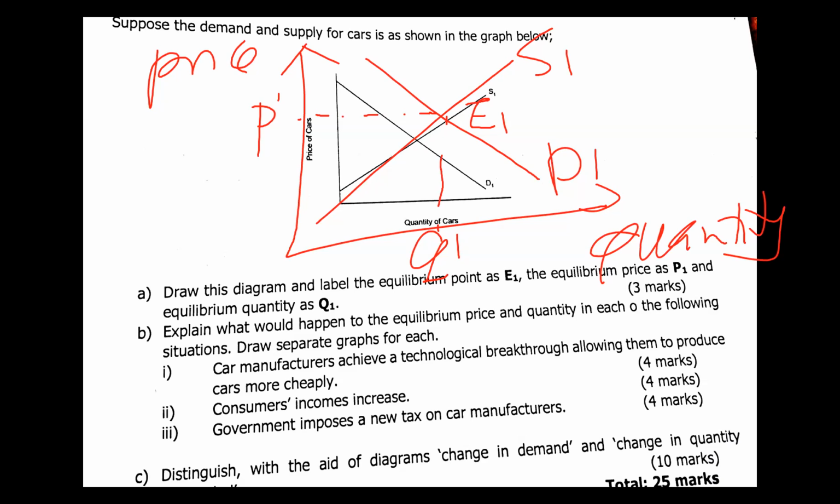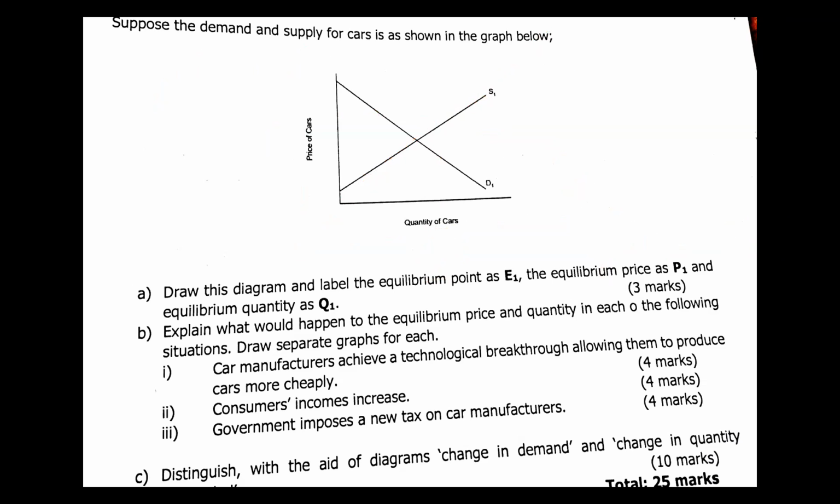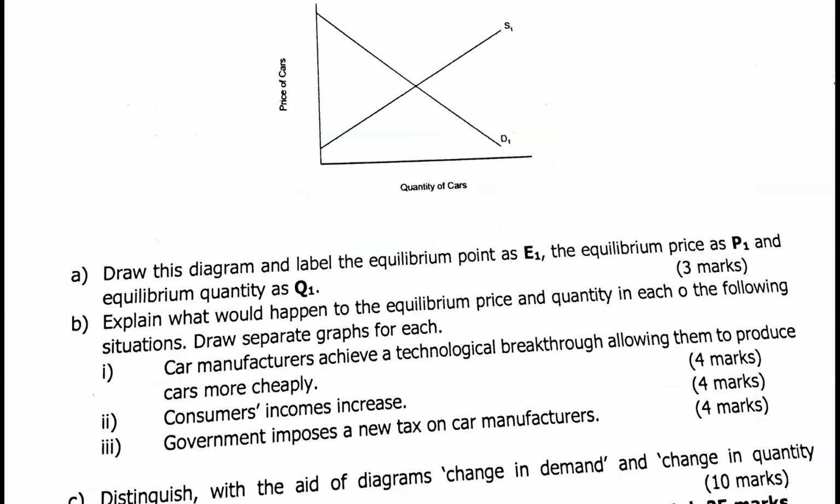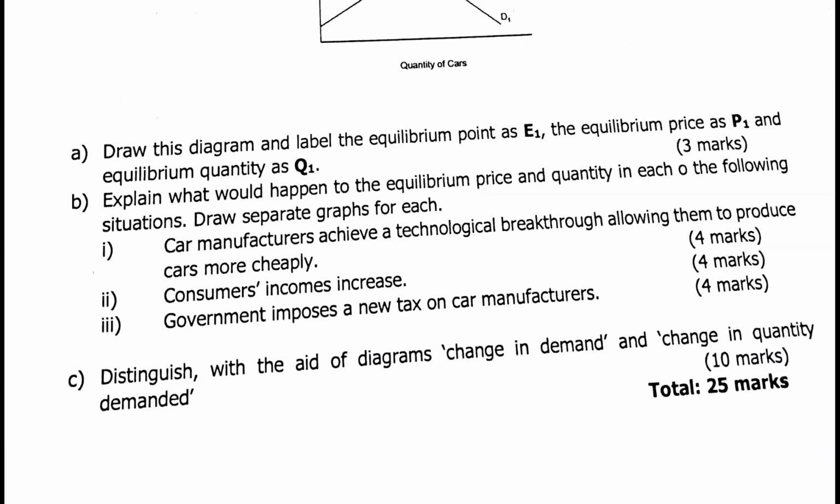Explain what would happen to the equilibrium price and the quantity in each of the following situations. Draw separate graphs for each. We already had such an example under the Manda-Hill situation. You remember? That question was in 2021, it was the Manda-Hill situation. These things, you already know them. So anyway, let's continue. So it is like this.